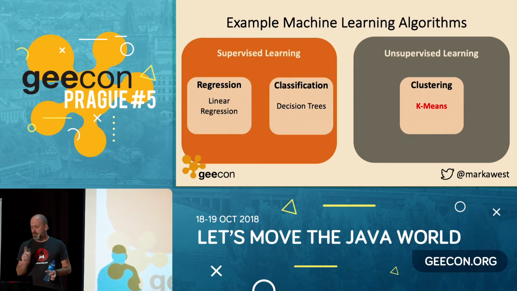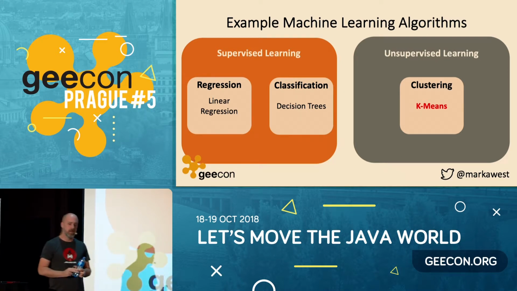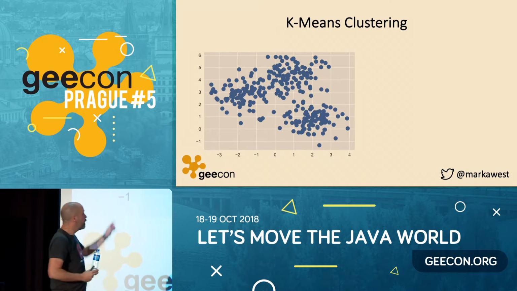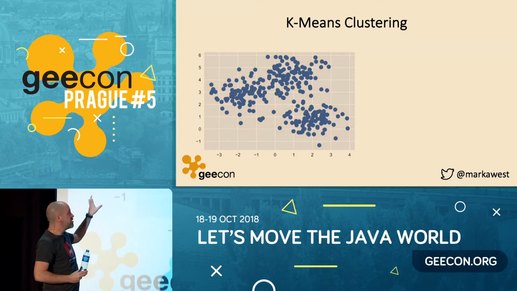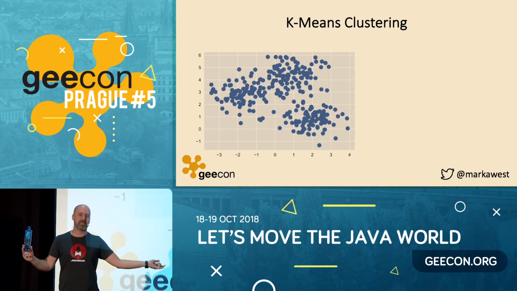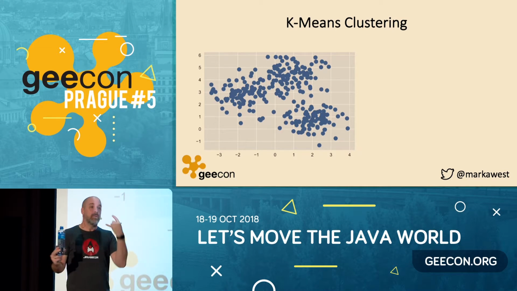The final algorithm I'm going to talk about is k-means clustering. K-means clustering is about grouping your data. This is unsupervised learning. Now, I've plotted 150 data points here. Anybody want to guess how many clusters there are? Three. It's obvious, right? Because you're using your brain.